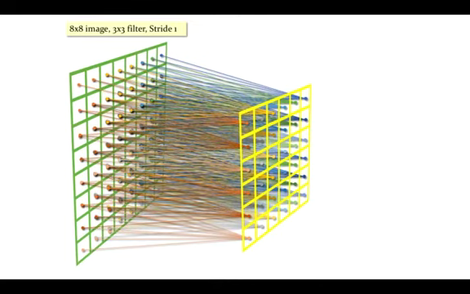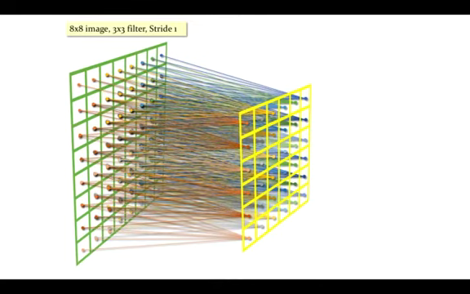So if stride was 1, you get 5: 7 minus 3 is 4, divided by 1 is 4, plus 1 is 5. If stride was 2, 7 minus 3 is 4, divided by 2 is 2, plus 1 is 3, which we saw. And with stride 3, 7 minus 3 is 4, divided by 3 is 1.33, plus 1 is 2.33, and that tells you that it's not going to fit. So that's in general how many fits you will get.